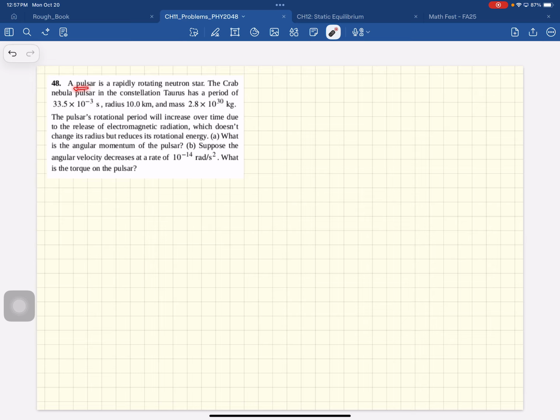Okay, this problem says a pulsar is a rapidly rotating neutron star. What is a neutron star, by the way? You guys know what a neutron star is? A bunch of neutrons. Right. It's like it was a star. Yeah, you're right. It's a bunch of neutrons.